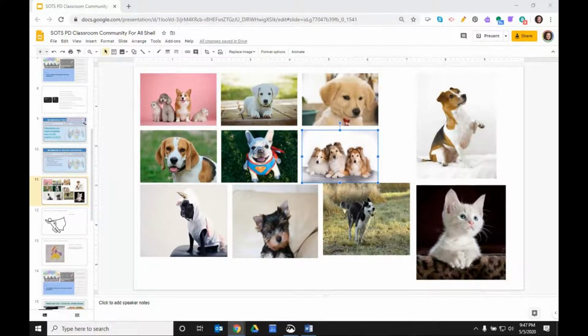Let's see. Someone asked, how do you see all the student work at once? It's through Google Slides, and it happens just as they're developing it, it all pops up on the screen.